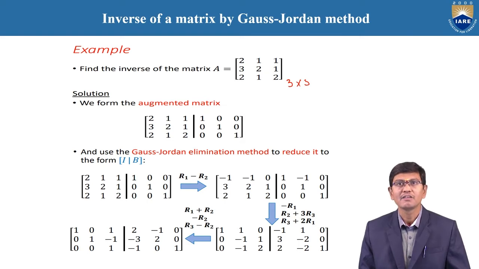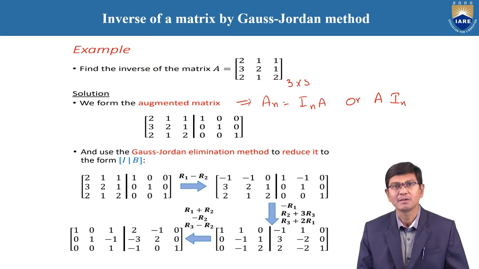And again here, first of all, we find the augmented matrix according to the procedure. Whenever the given matrix A is of order 3 by 3, the augmented matrix is nothing but [A | In], that is A followed by In. Here A is the given matrix, and In is the corresponding identity matrix, where the given matrix order is n by n.